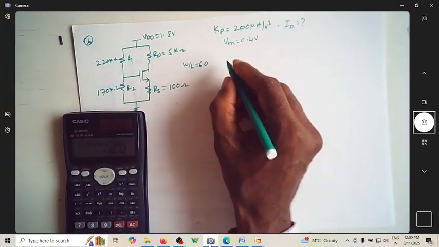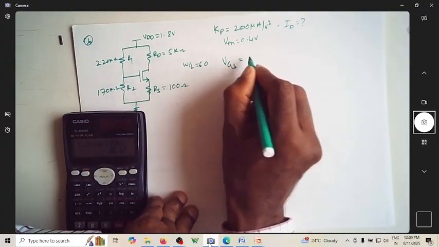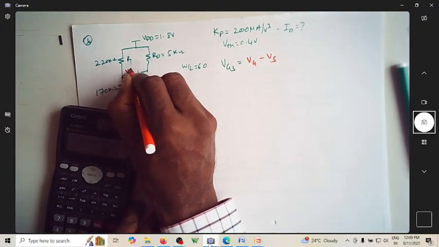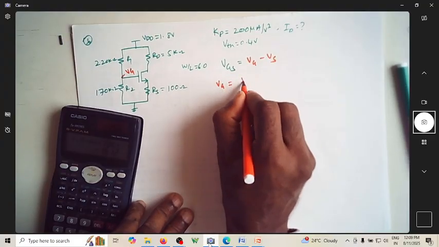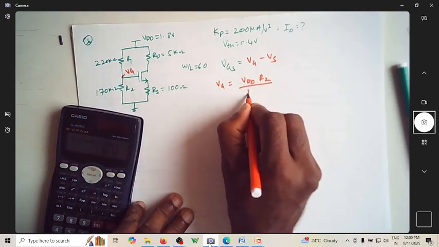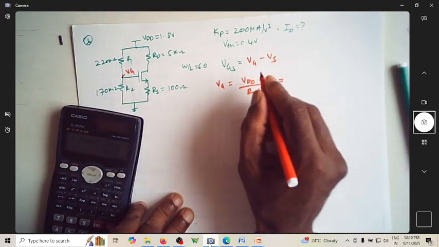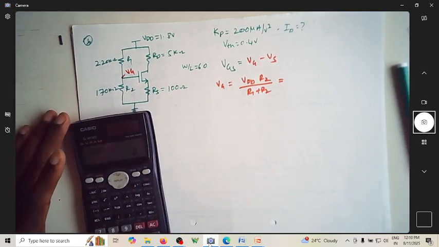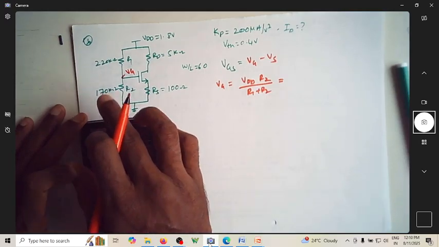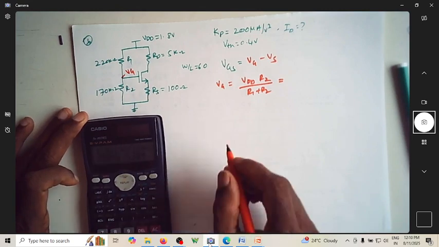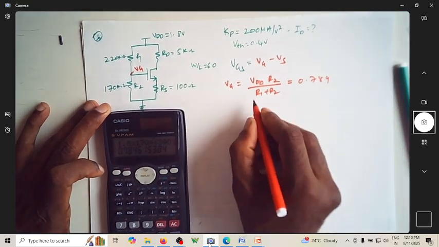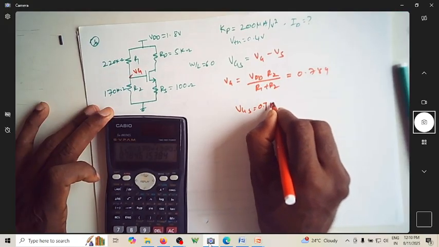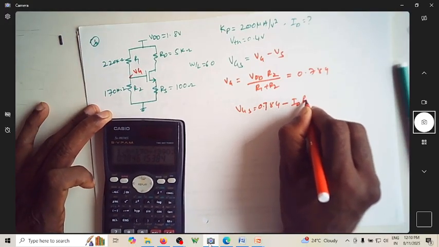Now again, let us find what VGS is. As we saw in the previous case also, VGS is VG minus VS. VG is VDD into R2 by (R1 plus R2), which happens to be 1.8 into 170 divided by 390. This comes out to be 0.784. So VGS is 0.784 minus ID into RS.